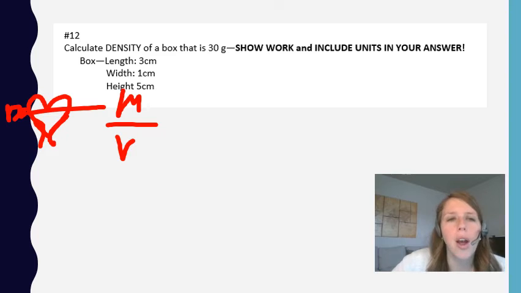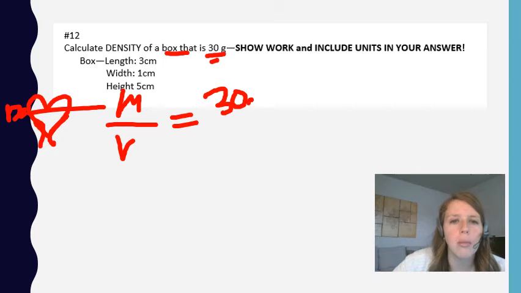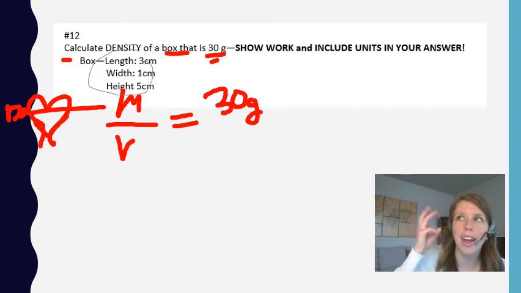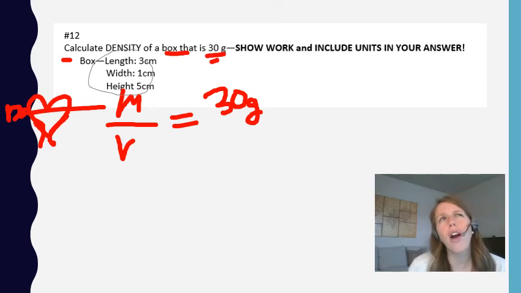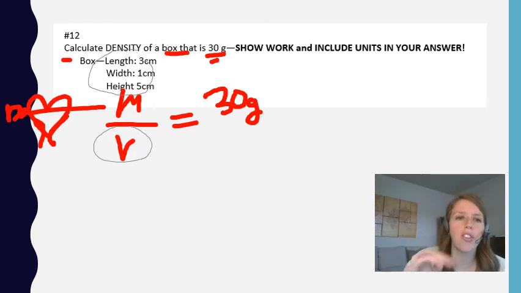So here we go. We're calculating the density of a box that is 30 grams. So 30 grams, that is the mass. Got it? And for the box, we don't know the volume quite yet, but look, we have some dimensions of a length and a width and a height. So how could we calculate this V in mass over V, the volume, the amount of space that box takes up?